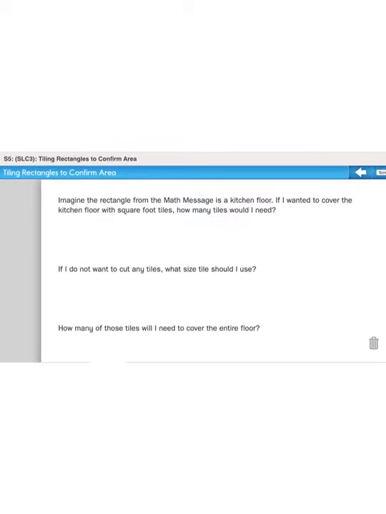So imagine that the rectangle from the math message is a model of a kitchen floor. If I wanted to cover the kitchen floor with square foot tiles, how many tiles would I need? I would need 46 3/4 tiles. That's the answer that we found in the math message.